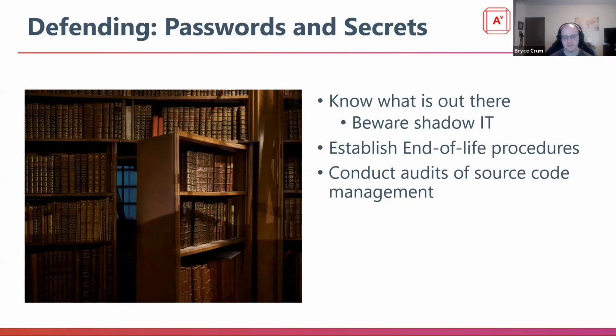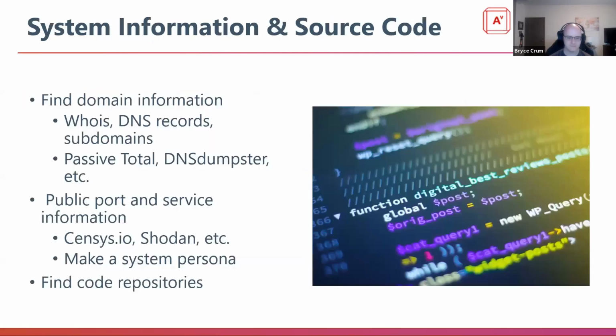Conduct audits of source code management. Know where your source code is. Why is it there? Who needs access to it? Why do they have access to it? Obviously, with open source intelligence, we're talking about this from a very public viewpoint. But if you are in an internal situation and I get a hold of a low privilege user and they have access to a source code repository, my first question should probably be why? Why did they have access to that? Did they truly need access to it? So conduct frequent audits of who has access to your source code.